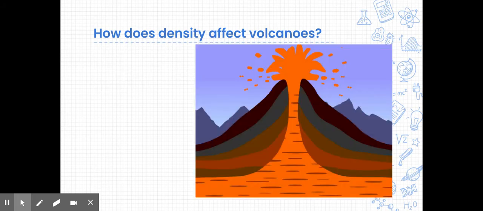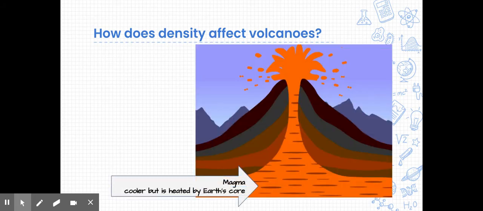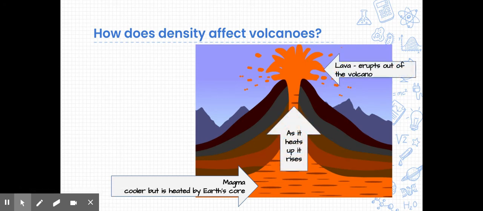So we have a volcano, and the magma is cooler and it's being heated by the Earth's core. As it's heated, it rises. And then lava erupts out of the volcano. This density, how it affects volcanoes, is something we're going to come back to later on this year because this drives our volcanoes, it drives our earthquakes, this idea of the hot rising and the cool sinking.